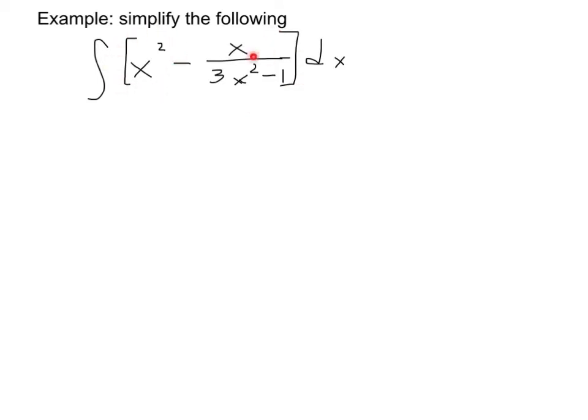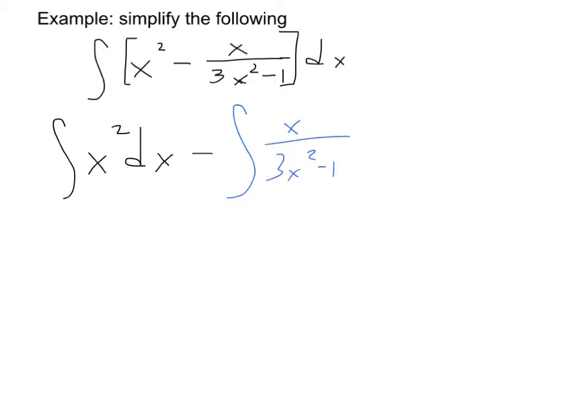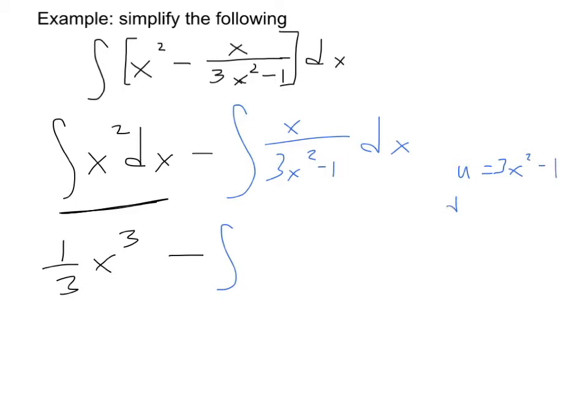In fact, if you try to do this u substitution and fit x squared into it, it will probably get messy and ugly. So what you're going to want to do here is split it into the integral of x squared dx minus the integral of x over 3x squared minus 1 dx. This first integral is easy. This is just 1/3 x cubed. The other one is going to require u substitution. So I'll choose my u to be 3x squared minus 1. My du will be 6x dx.